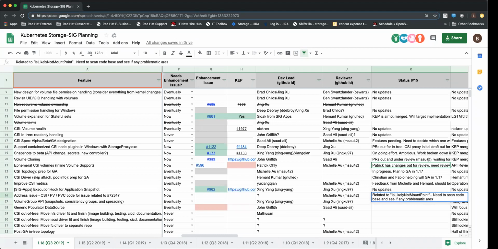Is there any update on this? Have we had a chance to look at it? No, I haven't had a chance to look at this, and I don't think anyone is looking at it either. Okay.